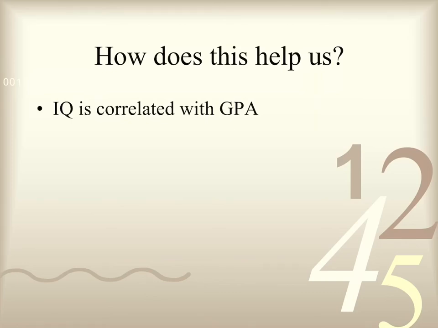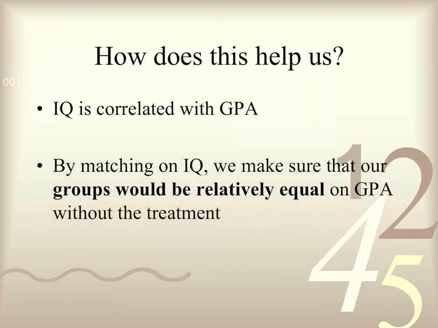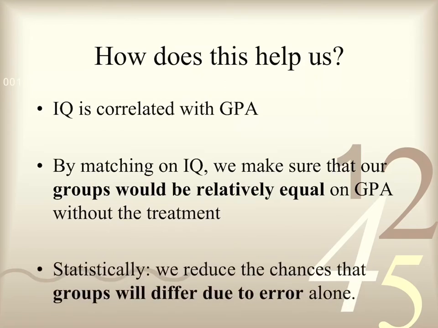But for us, if we know that IQ is correlated with GPA, and we're hoping to influence or manipulate people's GPA by giving them tutoring, what we want to do is, by matching them on IQ, we make sure that our groups are at least relatively equal on GPA without the treatment. Statistically speaking, what we're saying is we reduce the chances that these two groups are going to differ by chance alone.